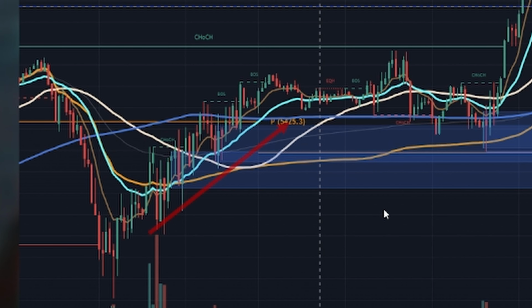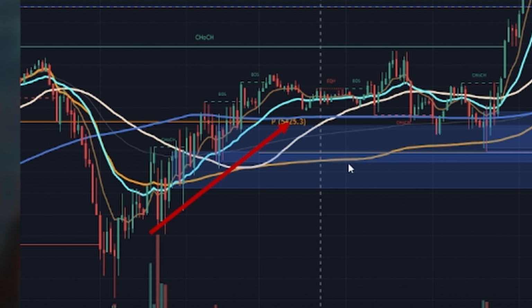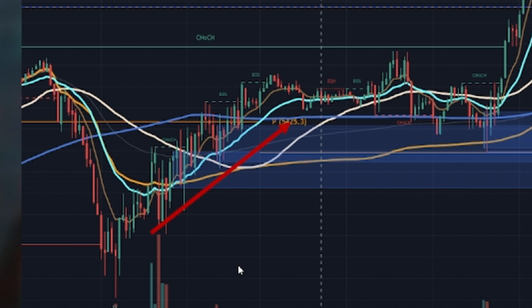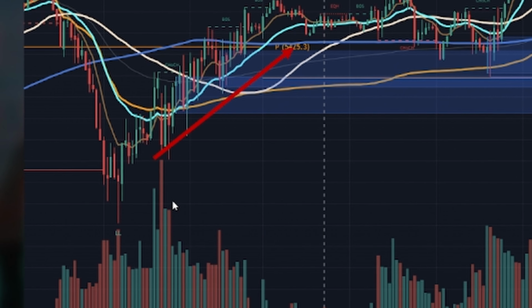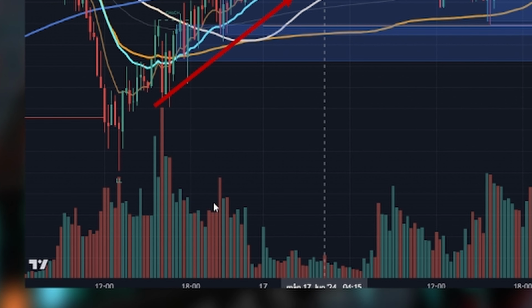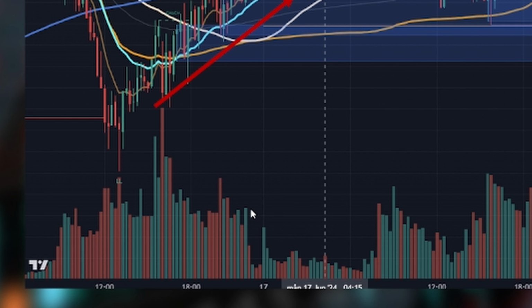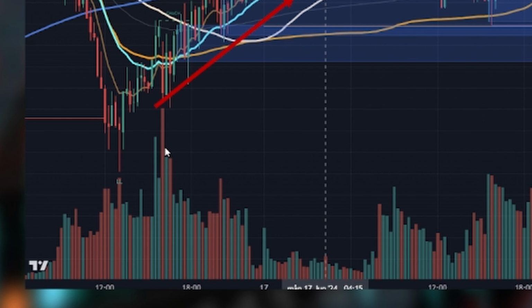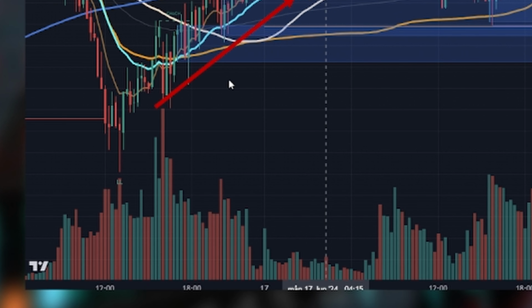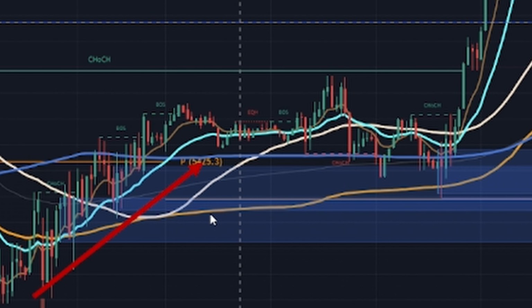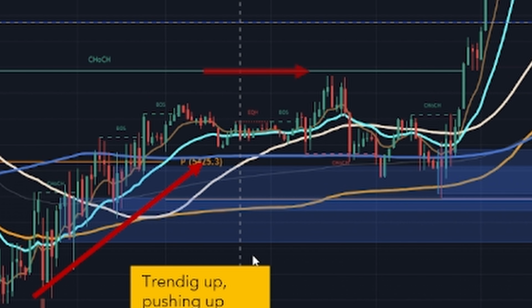Here you can clearly see the market is trending up. It's not a great momentum. You can see why, because the volume is decreasing here, and as we see that, we can assume that the trend is not going to be long. So the market is going into a range.